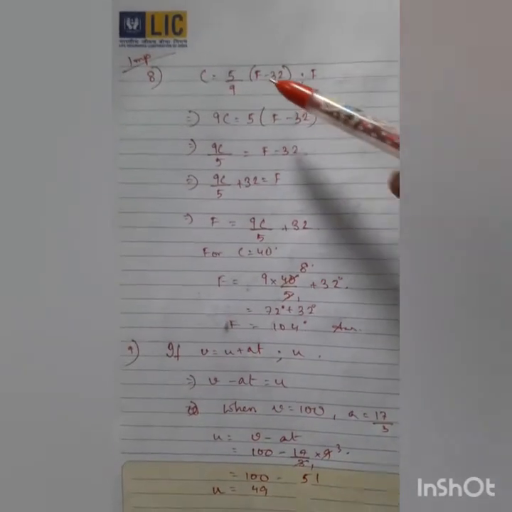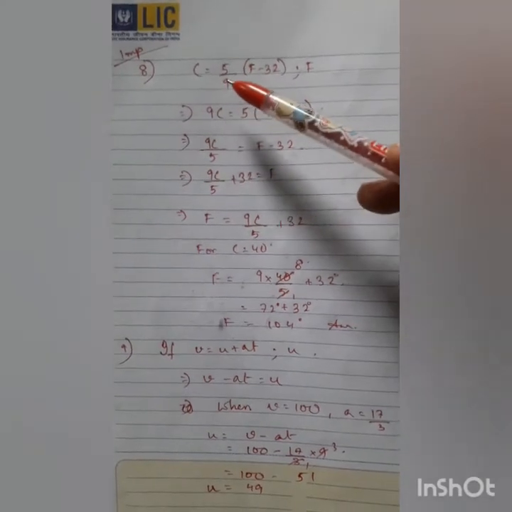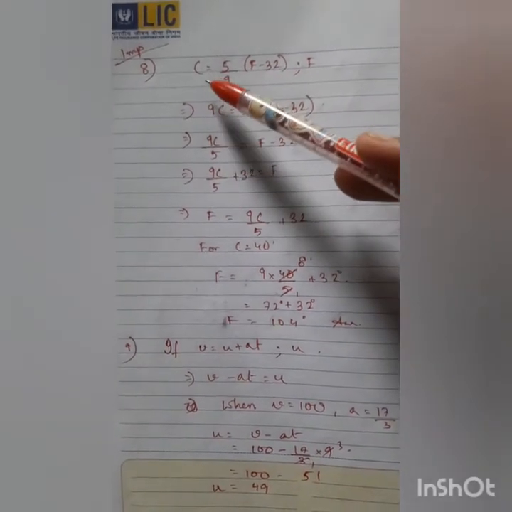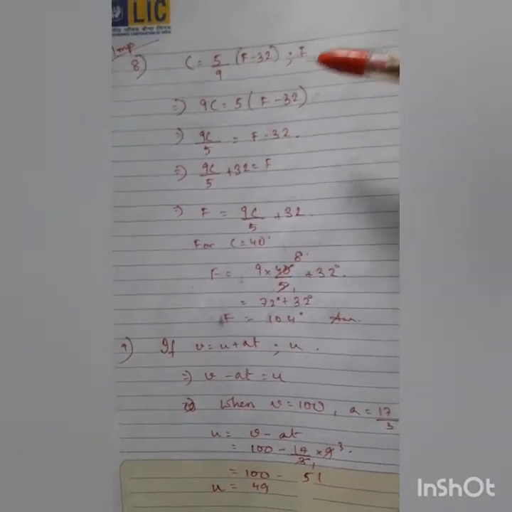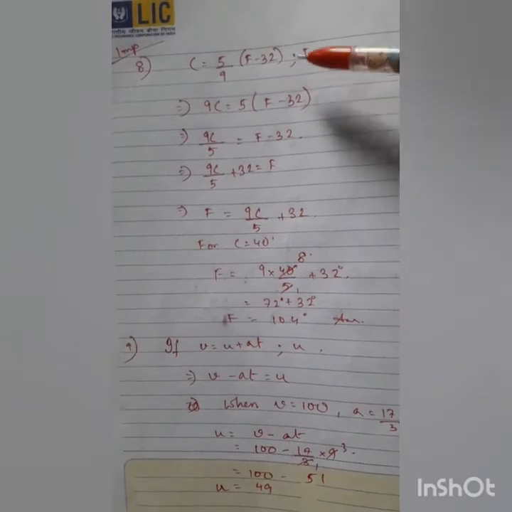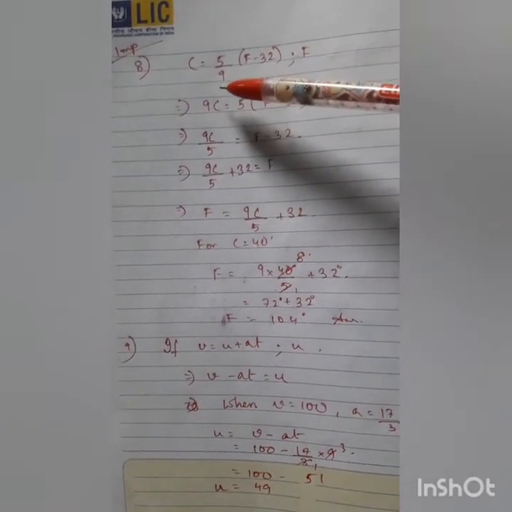Question number 8 is very important. C = 5/9 whole into (F − 32). See, this is degree Celsius and this is Fahrenheit. Okay. You have to make F the subject of the formula.